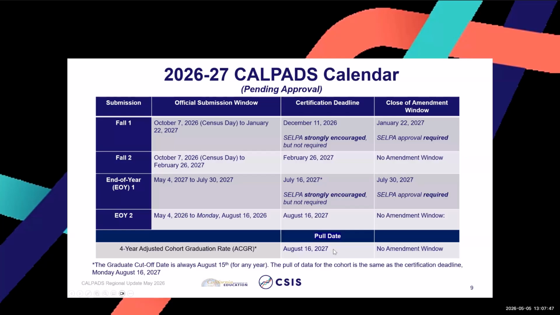So CalPADS is continuously processing cohort data. However, the CDE does pull cohort data from CalPADS in order to calculate the adjusted cohort graduation rate, or ACGR, as well as to inform rate calculations on the California School Dashboard. And the pull date for that cohort data will be August 16th, 2027. Again, the same date as the deadline for end of year 2.